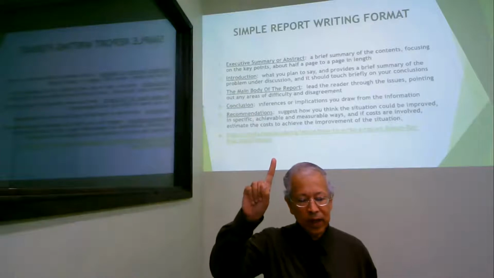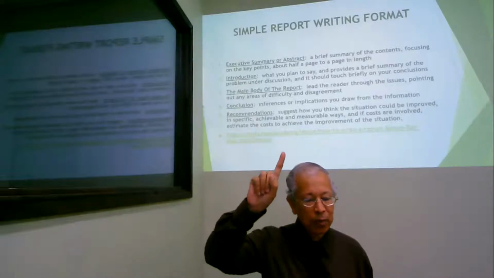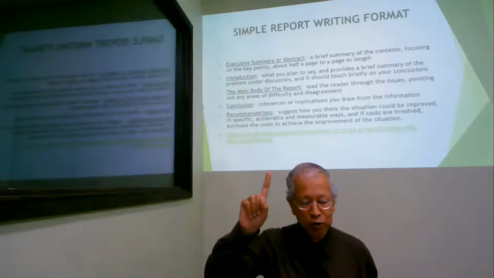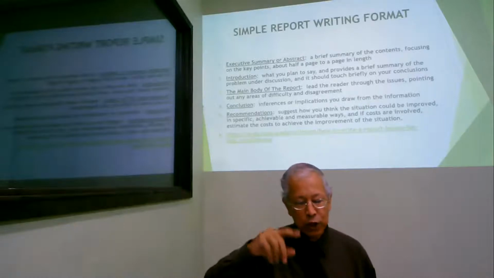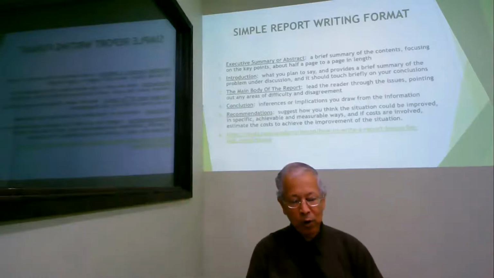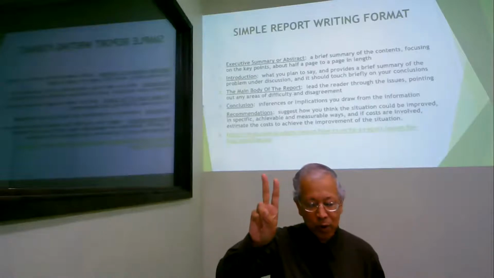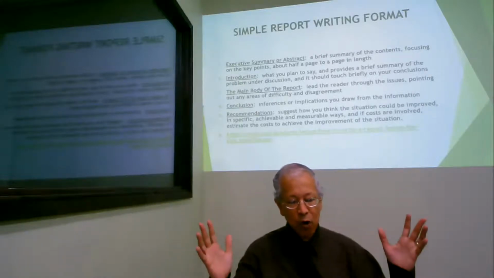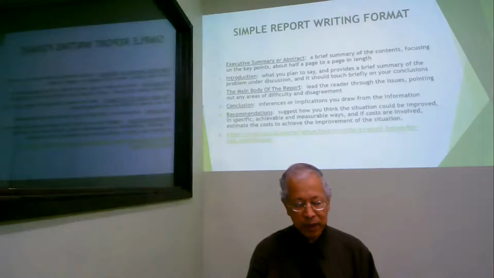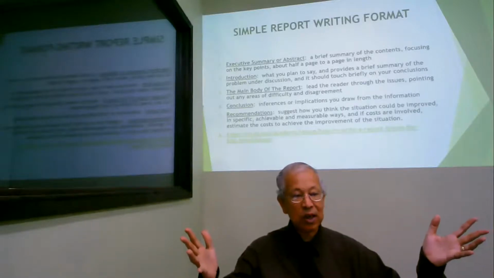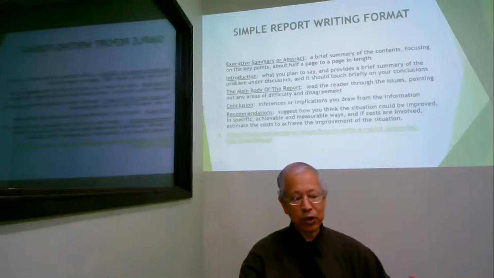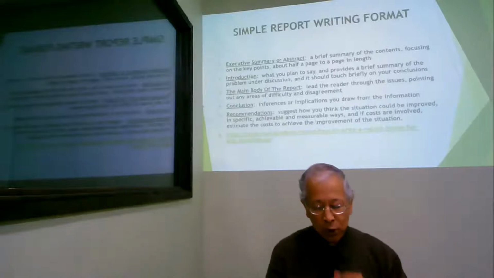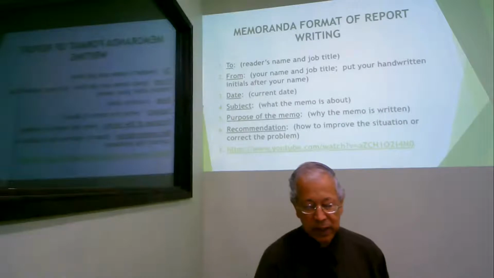So number 1, in the simple report, you have a summary called the executive summary or abstract, in which you just give a brief summary of the whole report. Number 2, you have the introduction to the report. Number 3, you have the main body of the report. Number 4, you have the conclusion of the report. And number 5, you have the recommendations as to how whatever issue you have dealt with can be solved or dealt with. Okay, so that's simple report writing.